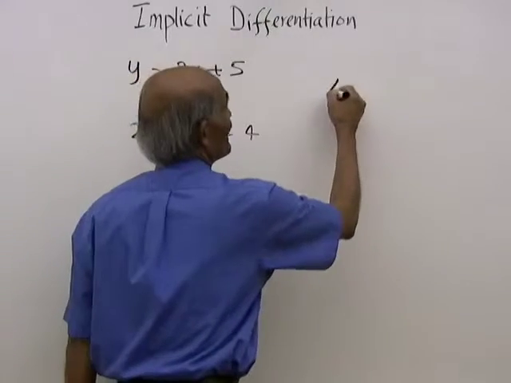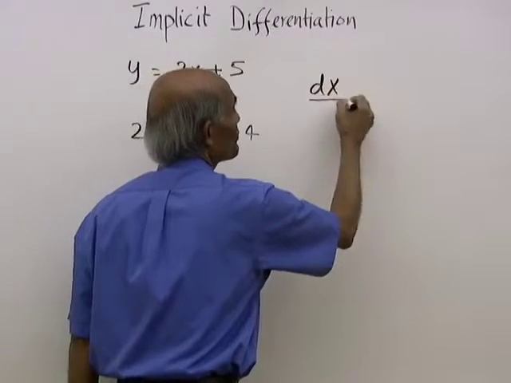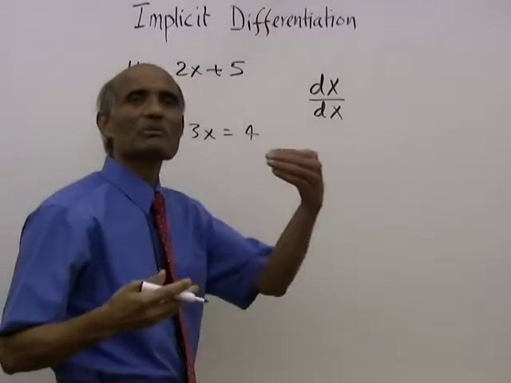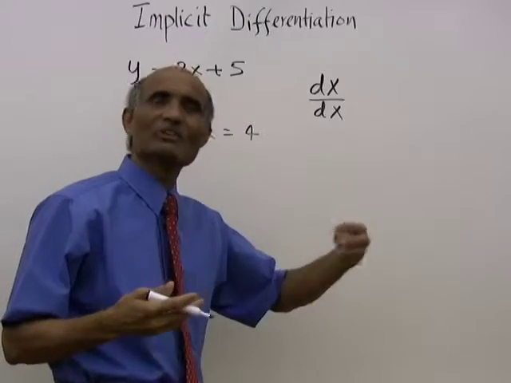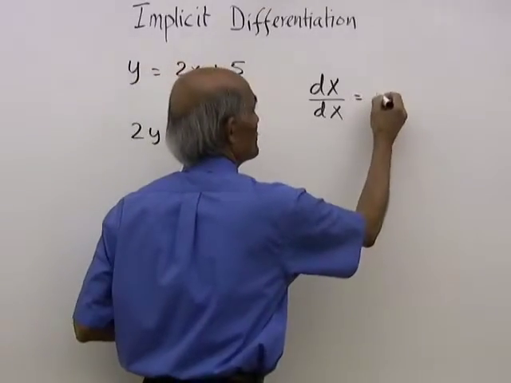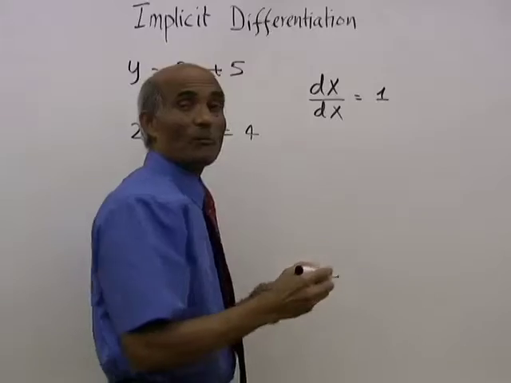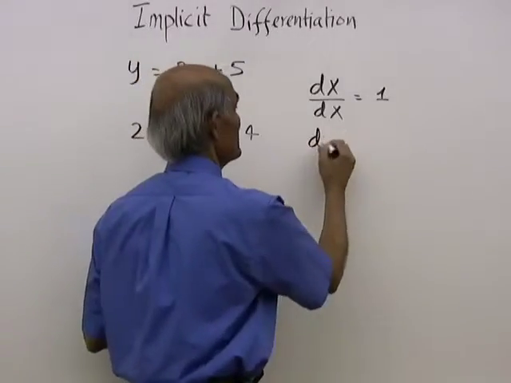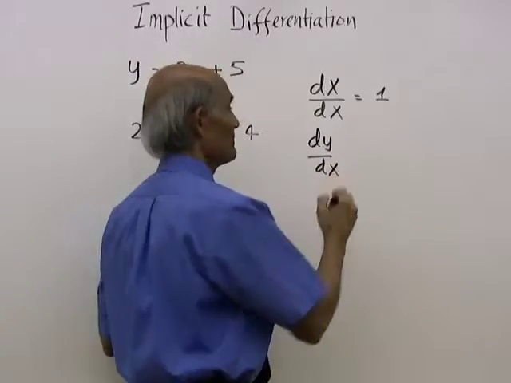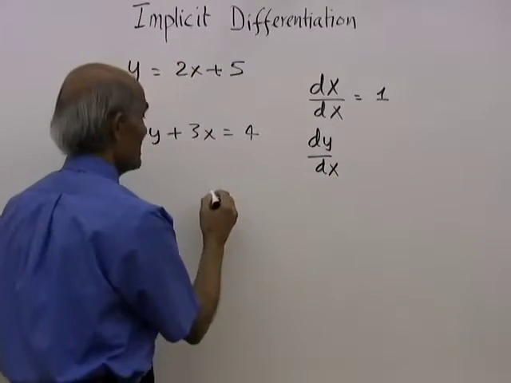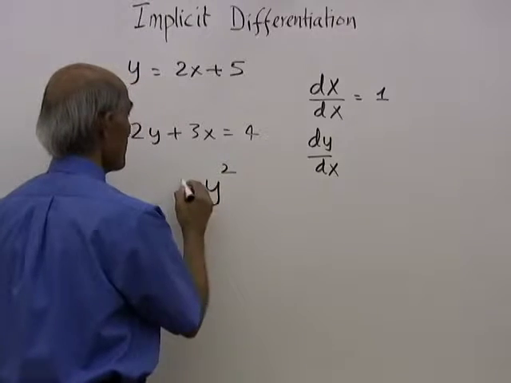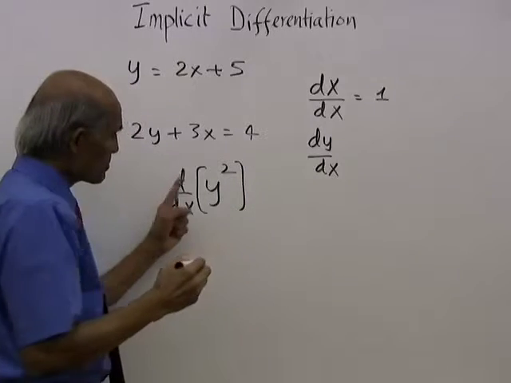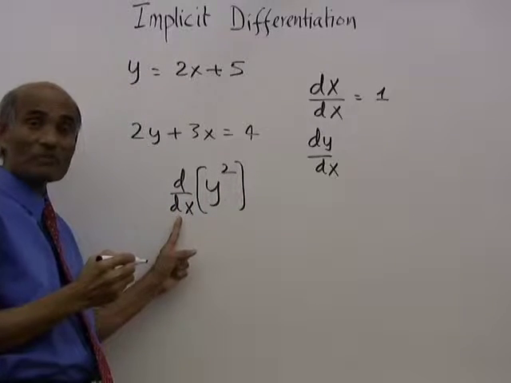Now, remember, the derivative of x with respect to x we call dx by dx, and that is 1. But the derivative of y with respect to x is dy by dx. Alright, now tell me, if I want to find the derivative of y squared, what is the derivative of y squared with respect to x?